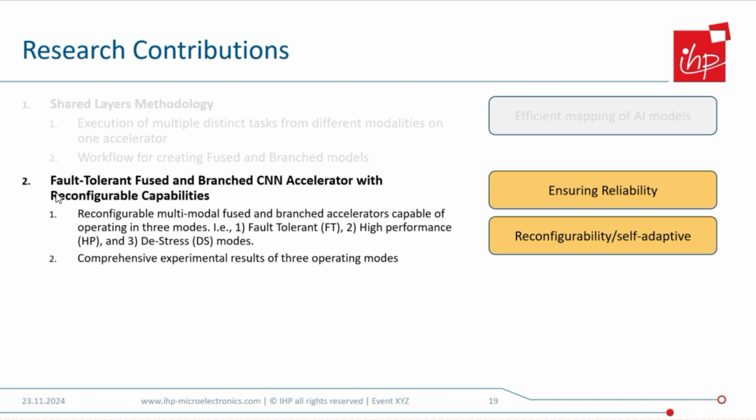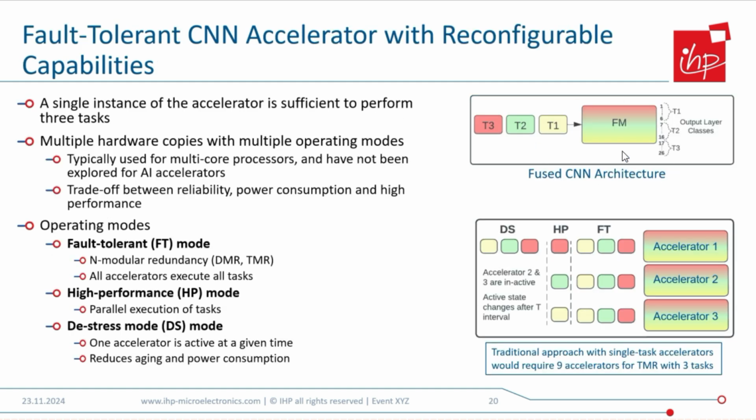Now let's have a look at the other approach, which is fault tolerant fused and branch accelerator with reconfigurable capabilities. We extend this approach further, and this means we are now ensuring reliability as well, and we are also adding reconfigurability. So this was the architecture which did not have any redundancy. By default, one accelerator is sufficient to perform 3 tasks. But with redundant accelerators, it is possible to execute tasks in fault tolerant mode, high performance mode, and de-stress mode.